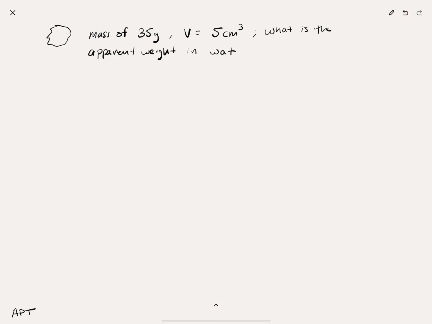All right, so if you'd like to put this into practice, I can give you a problem to do. Let's say we have an object which has a mass of 35 grams and a volume of 5 cubic centimeters. What is the apparent weight when it's submerged in water?